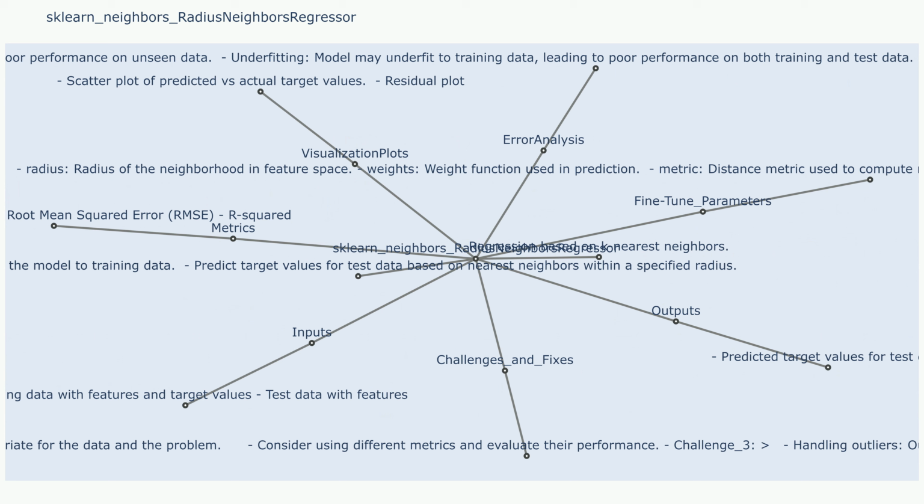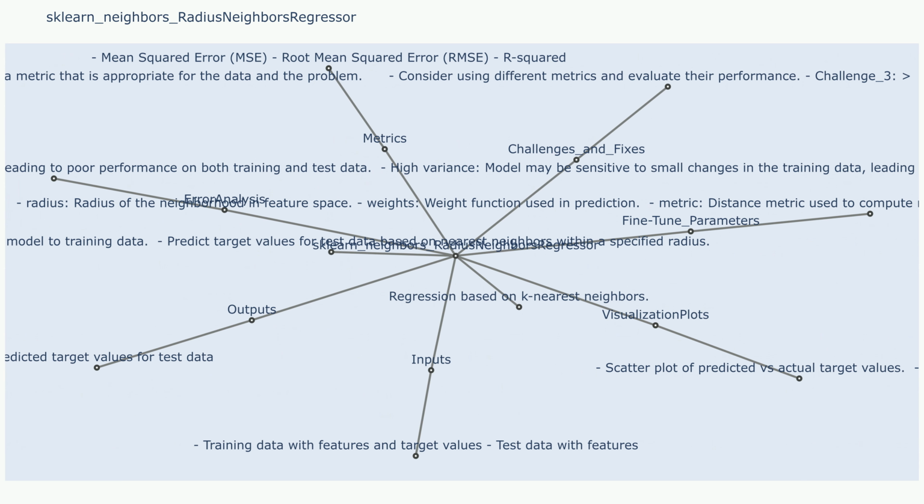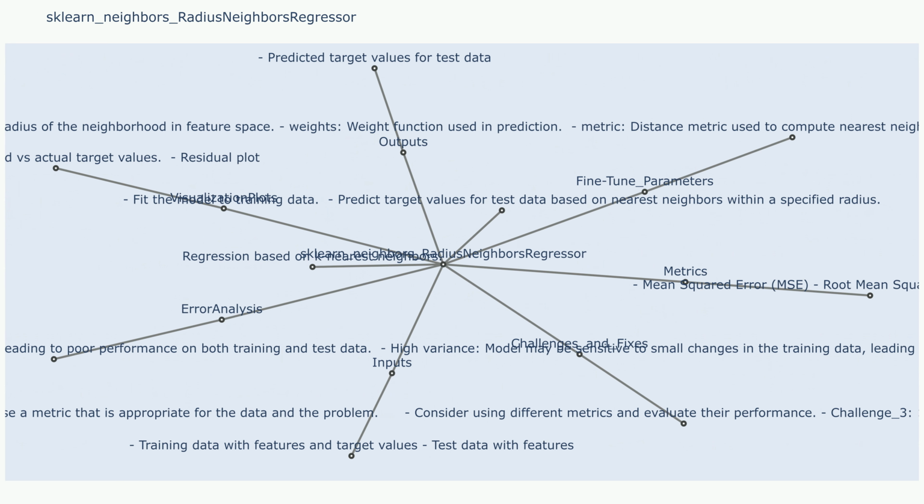Scatter plot with regression line. This visualizes the relationship between the input features and the target variable, highlighting the fitted regression line. Residual plot. This plot displays the difference between the predicted and actual target values, helping to assess the model's accuracy.